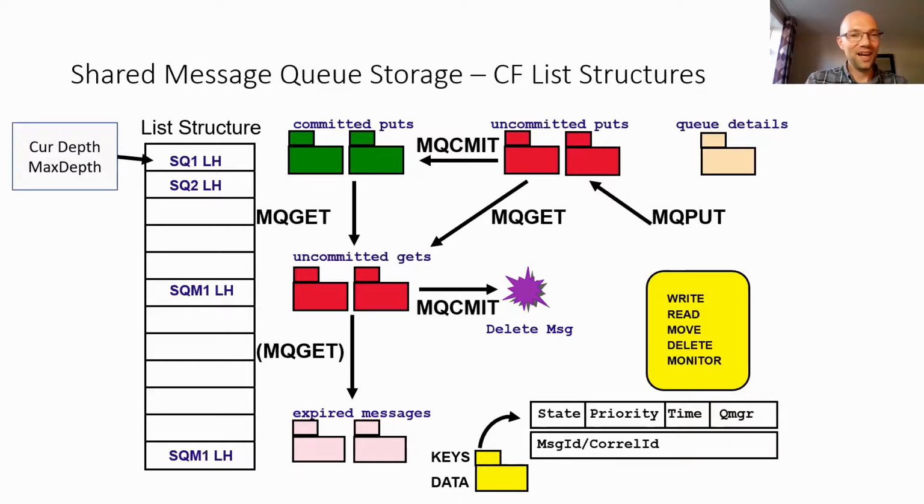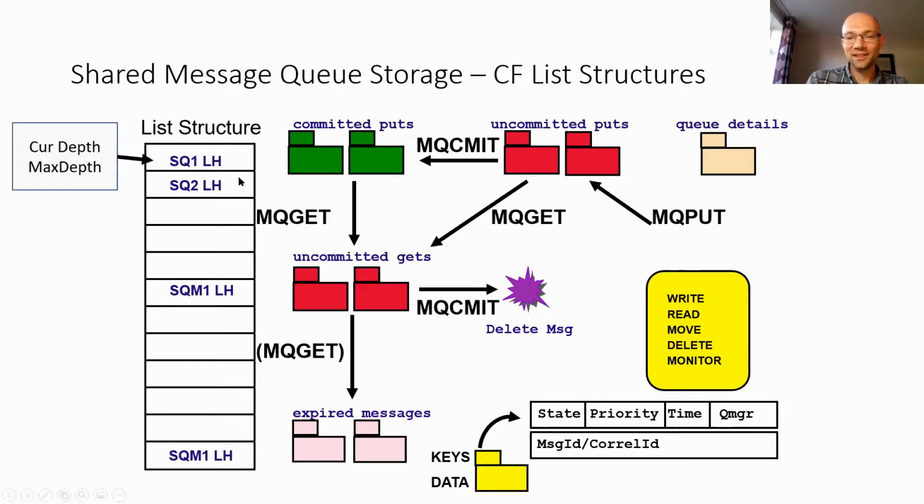So this is how we store messages on the shared queue. It looks a little bit complex. The list type CF structure that MQ uses is comprised of a number of list headers. These are the entries in the table here on the left. Each list header essentially relates to a specific shared queue, and it holds all the messages that are put onto that shared queue.